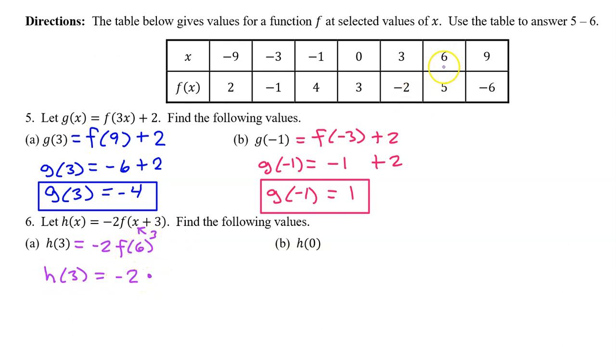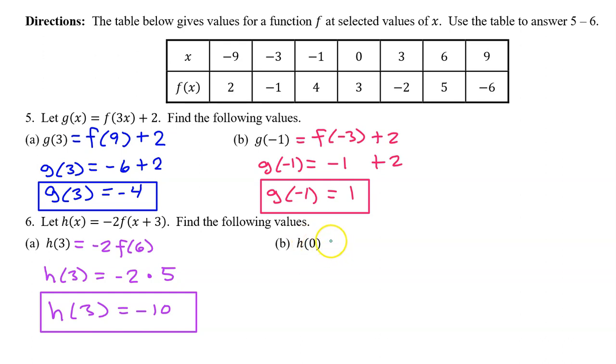Well, here's 6. F at 6 is 5. So negative 2 times 5. Therefore, h at 3 is equal to negative 10. Part B. Find h at 0. H at 0 means plug in 0 for x. So h at 0 will equal negative 2 times f at 3, because 0 plus 3 is just 3.